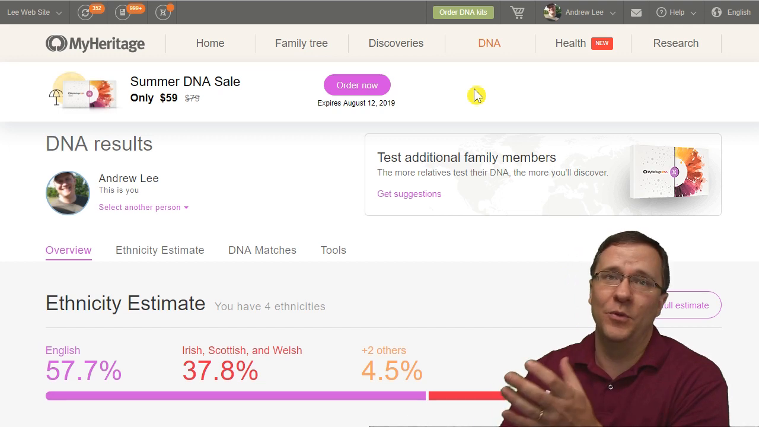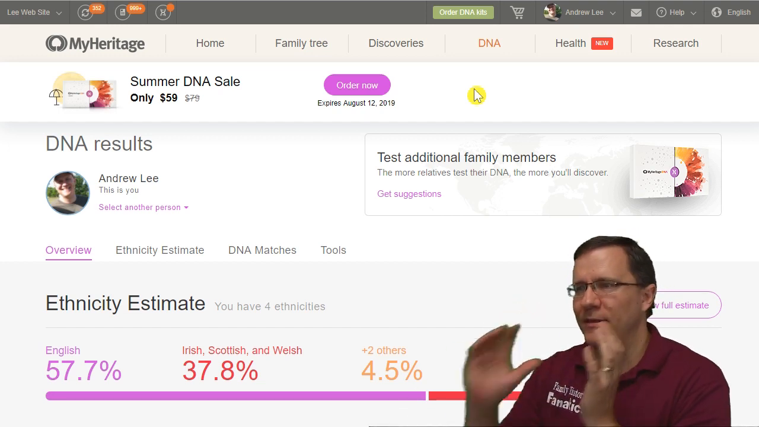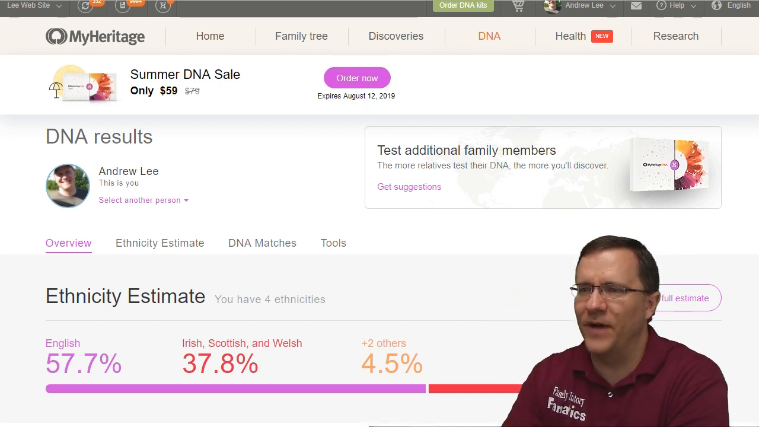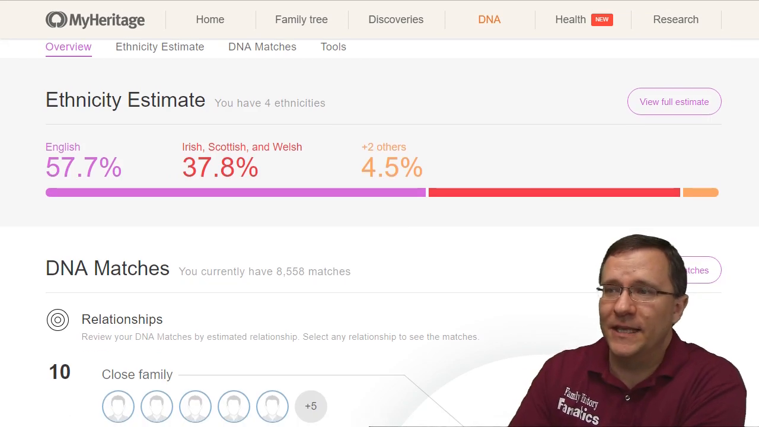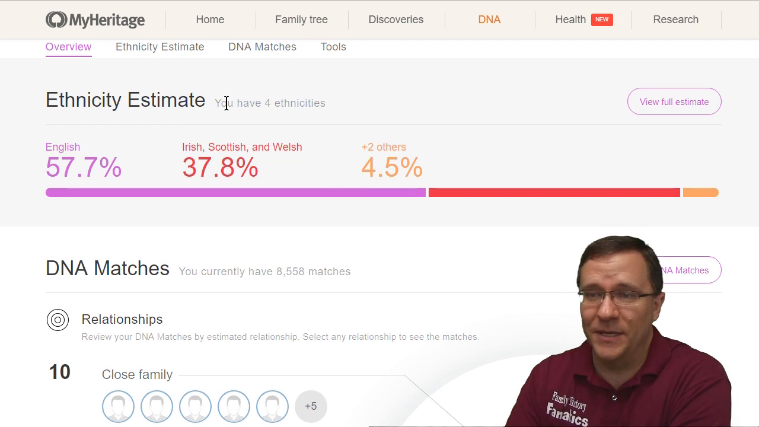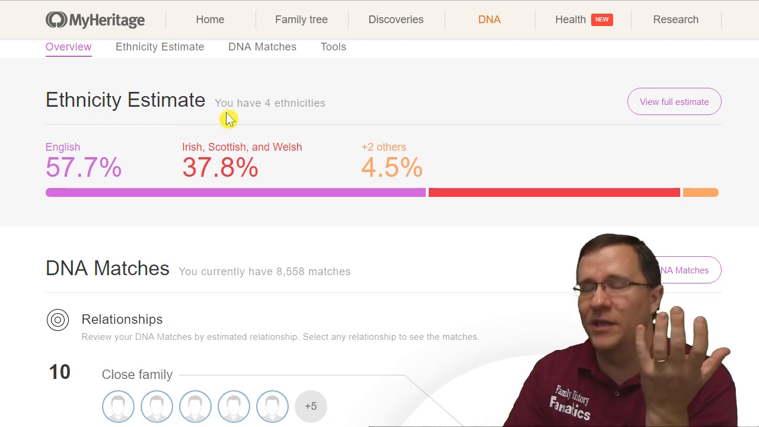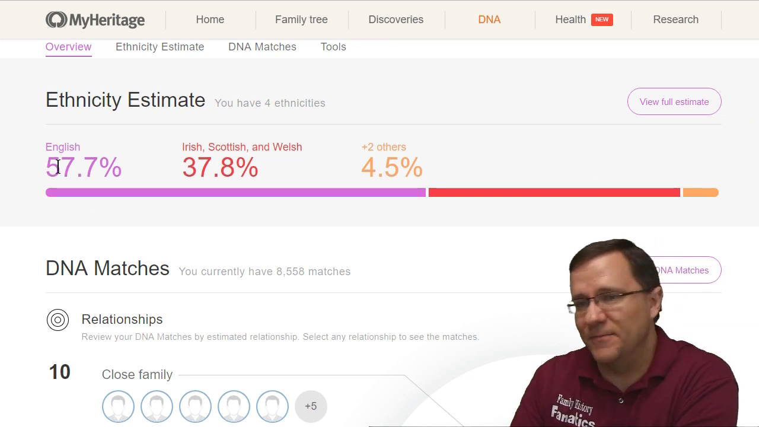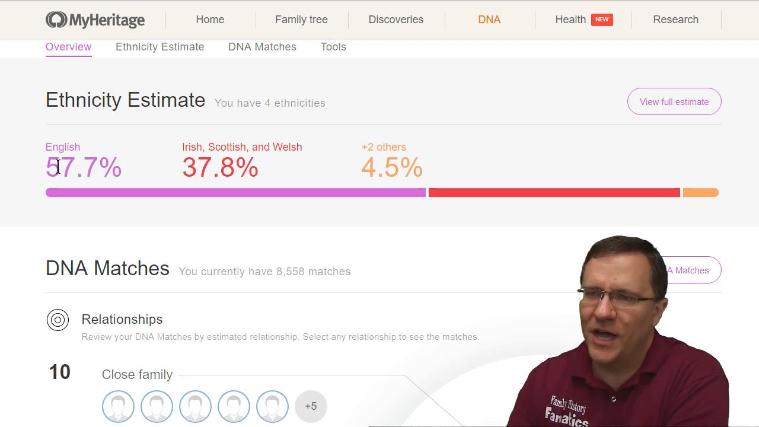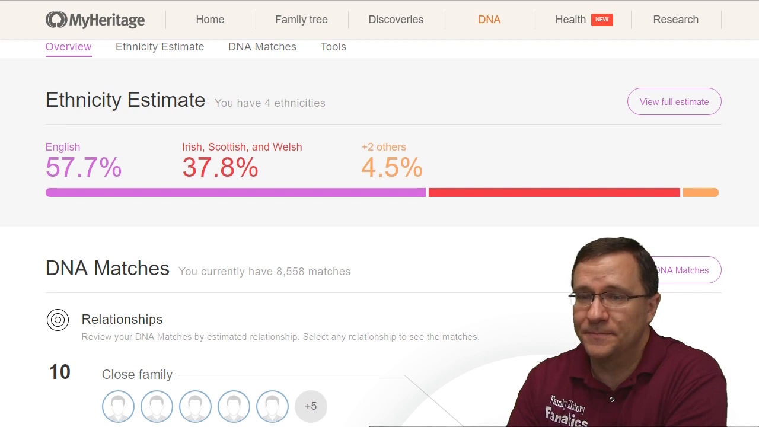Now, the overview is going to give you really the bits of information that we can find in the others, just at a quick glance. So for instance, there is an ethnicity estimate that tells you roughly where your DNA might have been from. You can see that mine is from English, from Irish, Scottish, and from a couple of others.